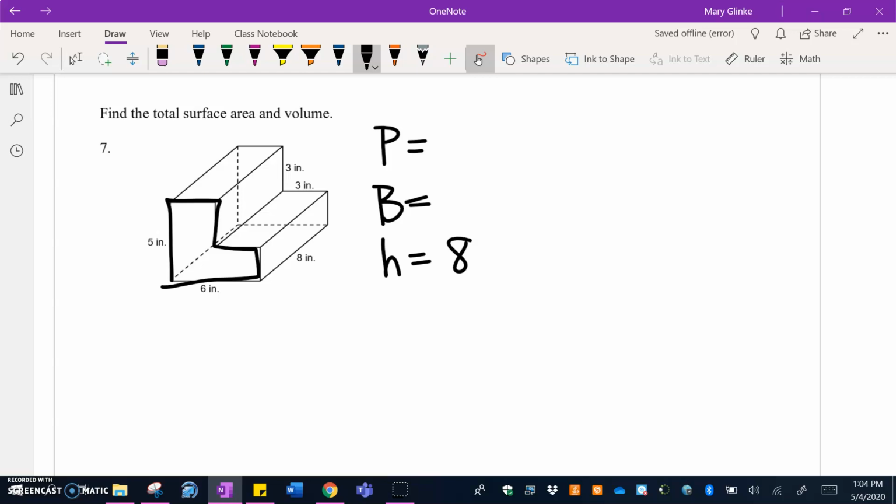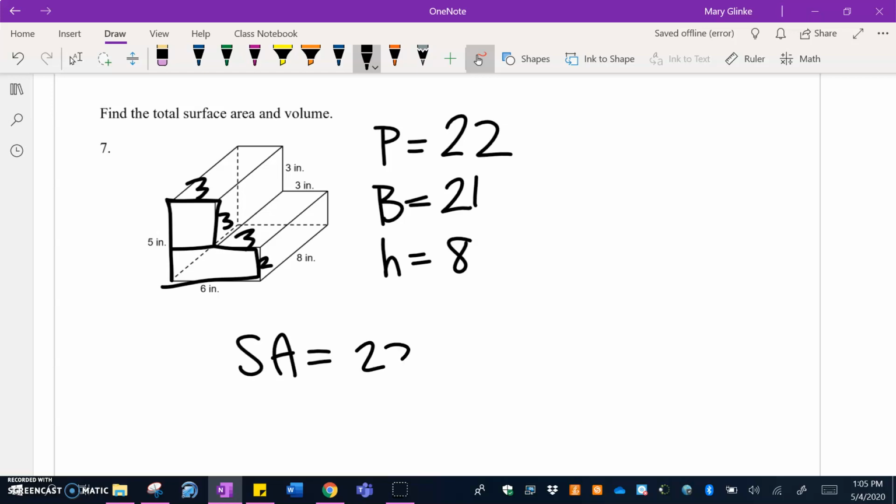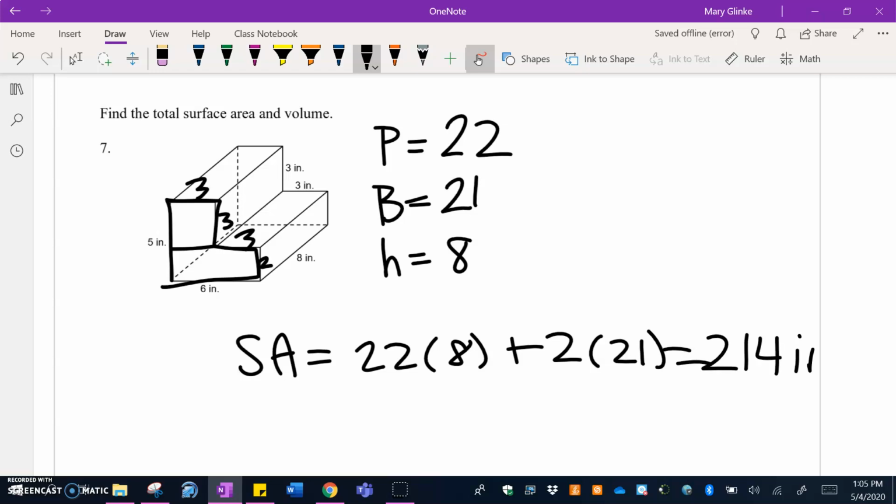Looking at this, the perimeter would be 6 plus 5 plus 3 plus 3, plus this top part would be 3, and this side part over here would be 2. If you add all of those together, that gives us a perimeter of 22. The area of this base then is going to be length times width of these 2 different rectangles added together, which is 21. Therefore our surface area is going to be 22 times 8 plus 2 times 21, or 214 inches squared.